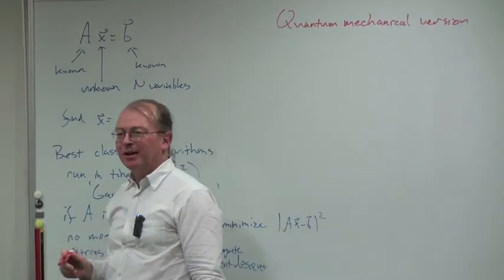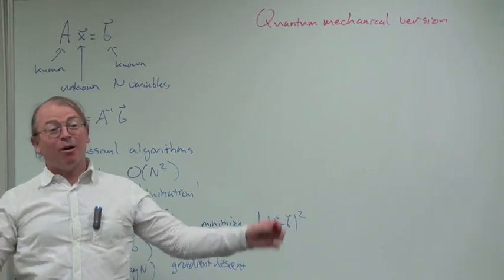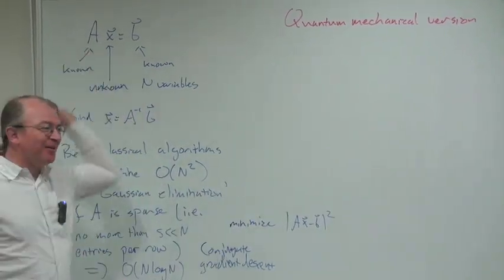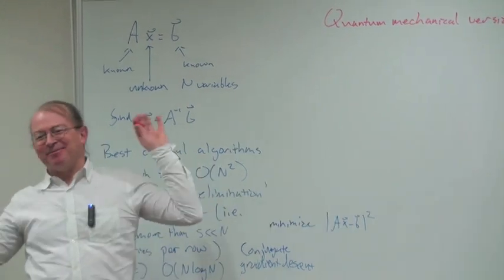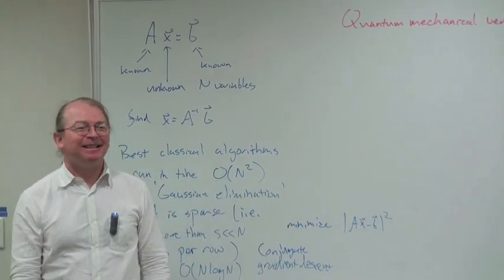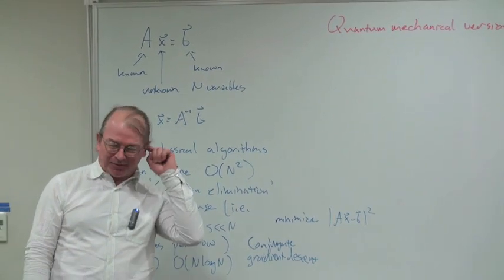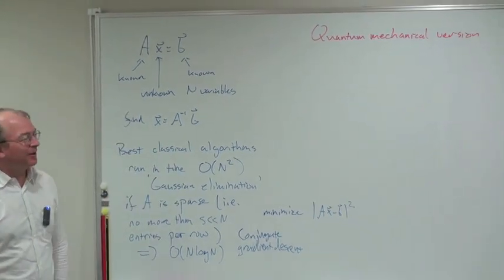Quantum mechanics might do better. The really stupid intuition is, whoa, quantum mechanics is linear, and gee, these are linear equations, so hey, maybe we can solve them, right? Which is a really stupid argument, but it actually turns out to be correct. And I'll tell you how that works.